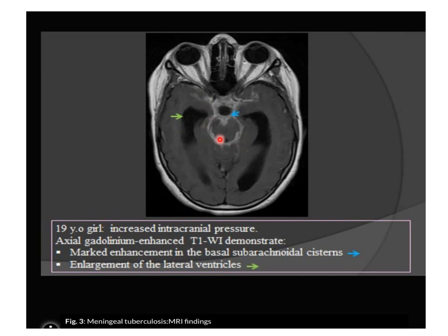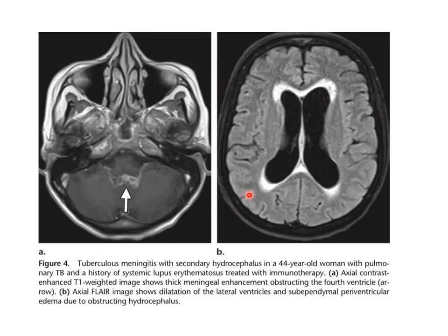The features are either meningeal enhancement, which is the most common feature, or the caseating material causing obstruction of the CSF pathway at the foramen of Monro or the fourth ventricle, causing hydrocephalus, or dilated lateral ventricles, and it may also cause infarction, as we will see in the following slides.